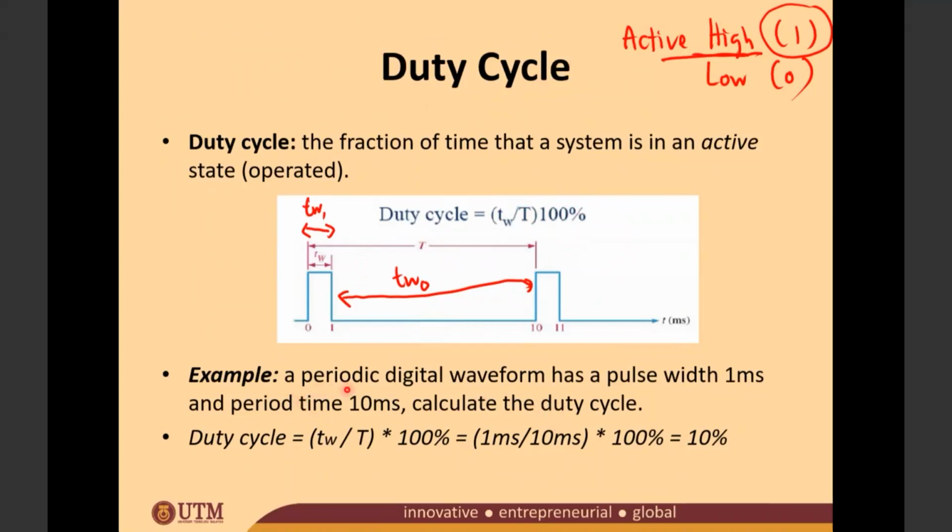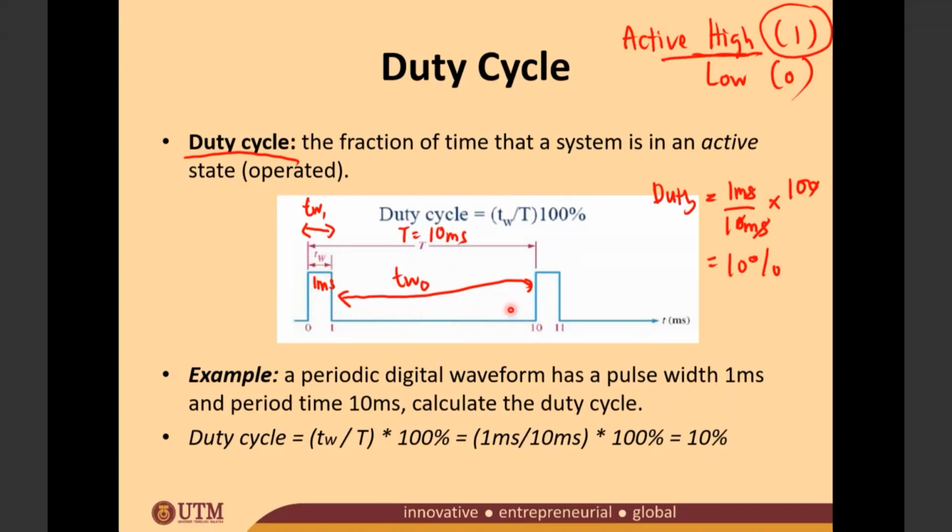Okay, contoh. A periodic digital waveform has a pulse width 1 millisecond. And dibagi tahu situ period time 10 millisecond. Okay, so kamu tahulah. Okay, so yang ni dia punya T. Okay, T sama dengan 10 millisecond. And TW sama dengan 1 millisecond. So kamu nak dapatkan what is the duty cycle. So this duty cycle, okay, sama dengan TW. What is your TW? 1 millisecond. Bahagi dengan 10 milliseconds, which is your T, darab dengan 100. Okay, and then you will get 10%. Okay, so means that hanya 10% saja active state.